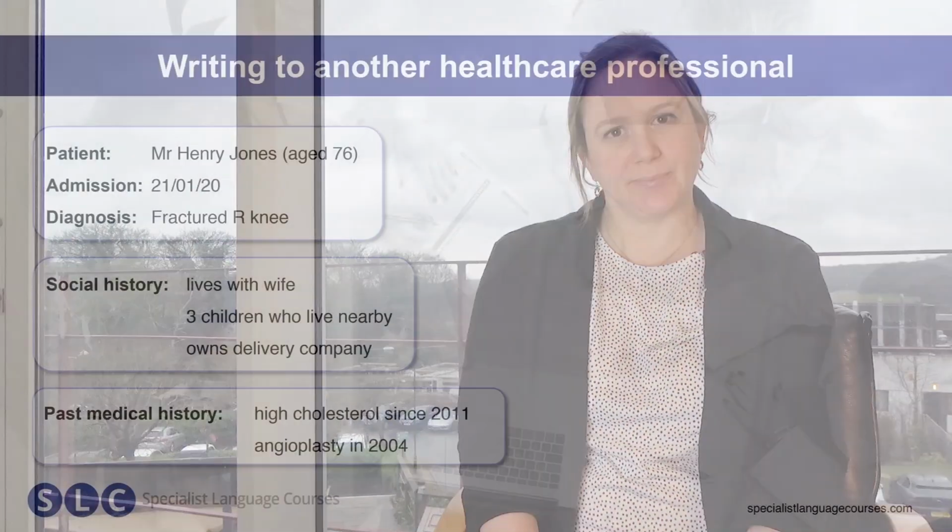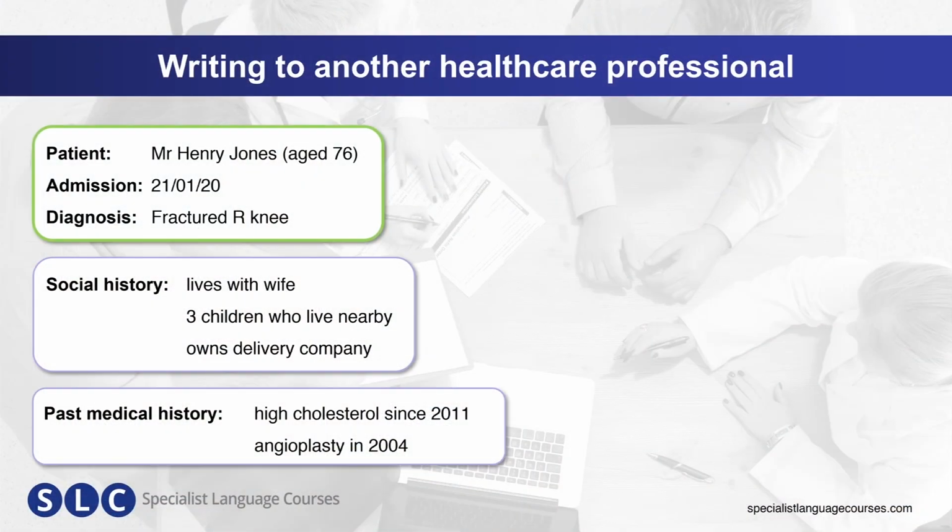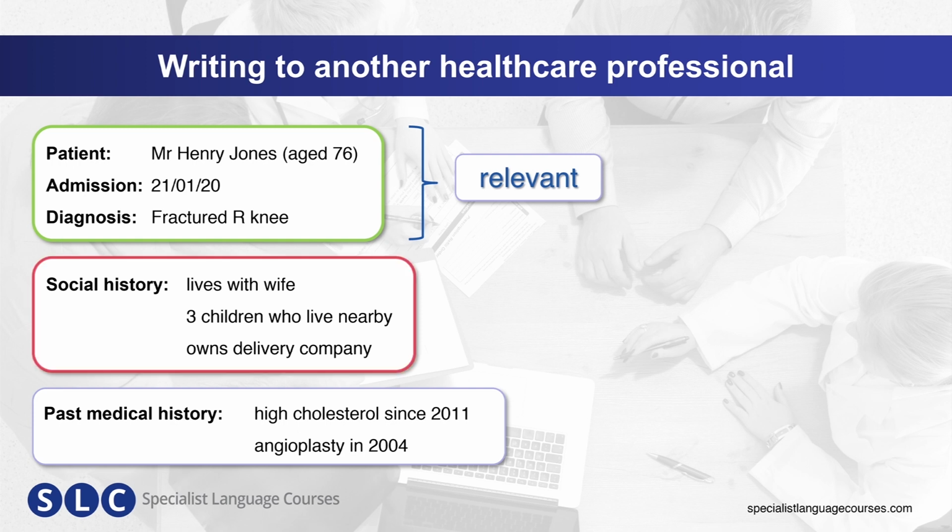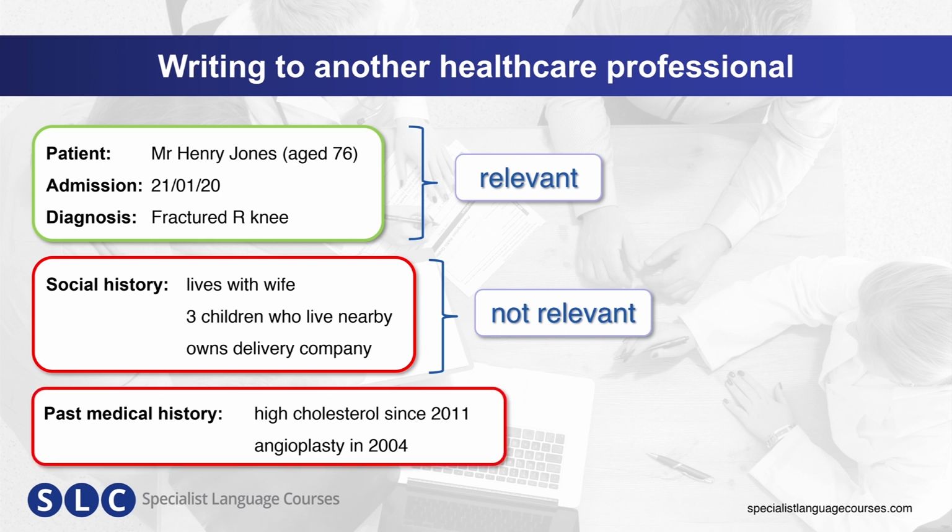So what information would be relevant to include in this letter? The patient's name and age is relevant, and of course what happened. However, the social background of the patient does not relate to the care the reader will provide to physiotherapy, so should not be included. Past medical history is also not relevant to the reader or even this particular medical issue.